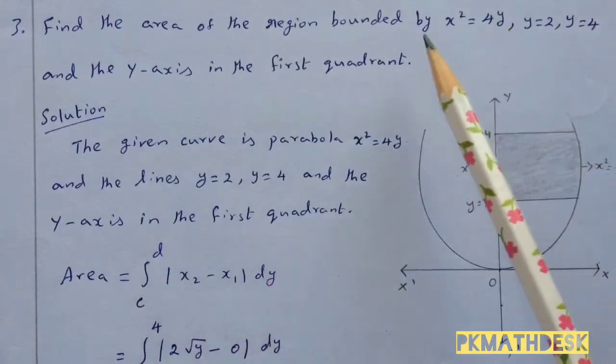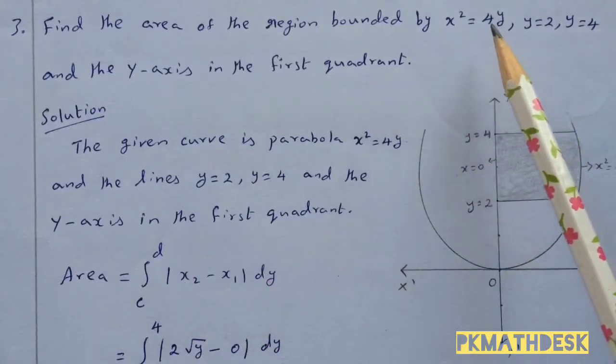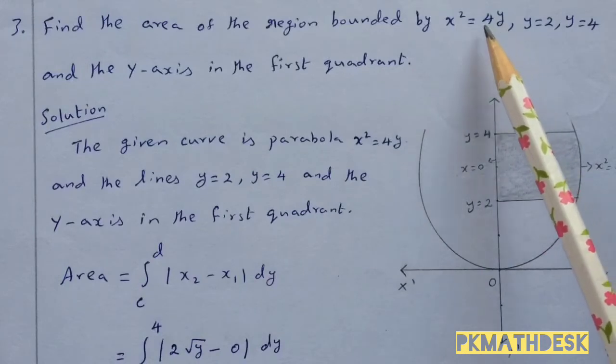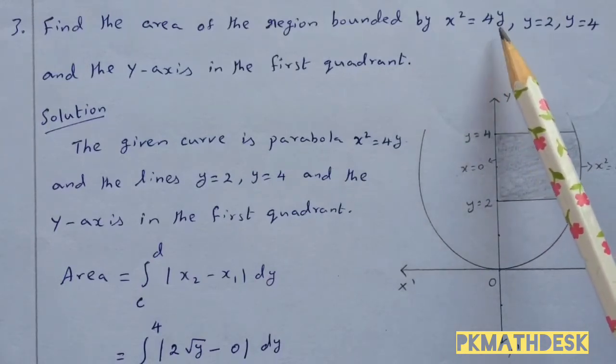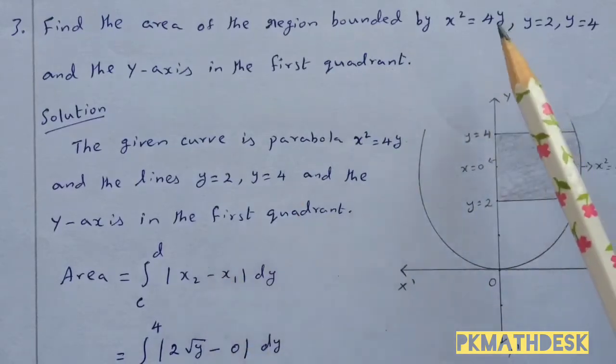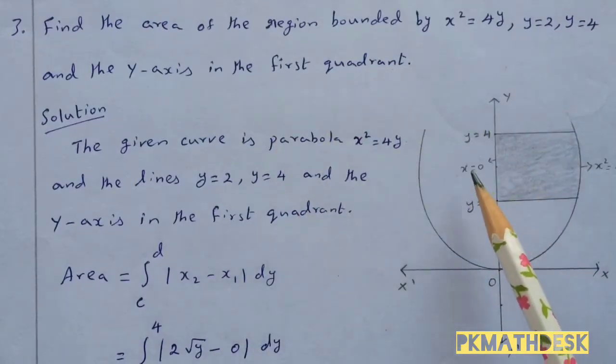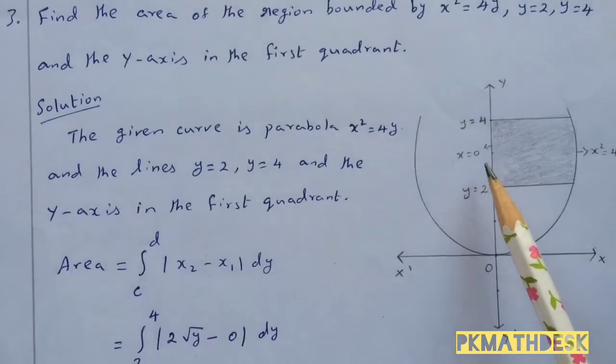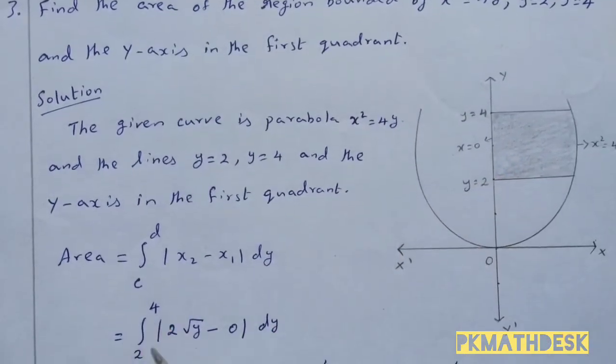So x square equal to 4y is x2. X equal to square root of 4y, that is 2 into root y. X equal to 2 into root y, that is x2. The other one, x1, equal to 0. The limit is 2 to 4. Modulus of 2 into root y minus 0 into dy.